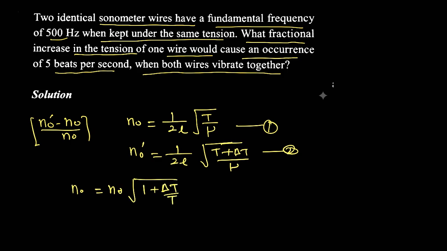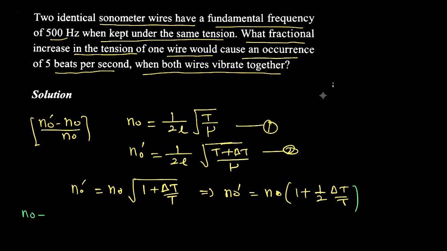And using binomial expansion, if I multiply 1 by 2, I will get n naught dash is equal to n naught (1 plus 1 by 2 delta T by T). Using binomial expansion, we got this formula. Then we can just simplify this formula.